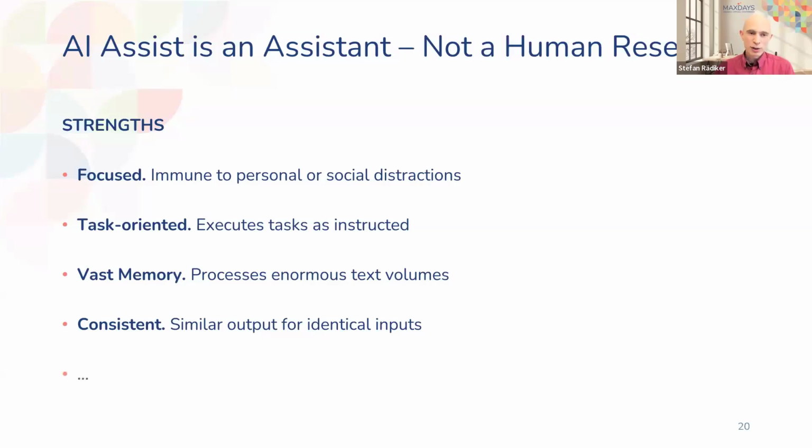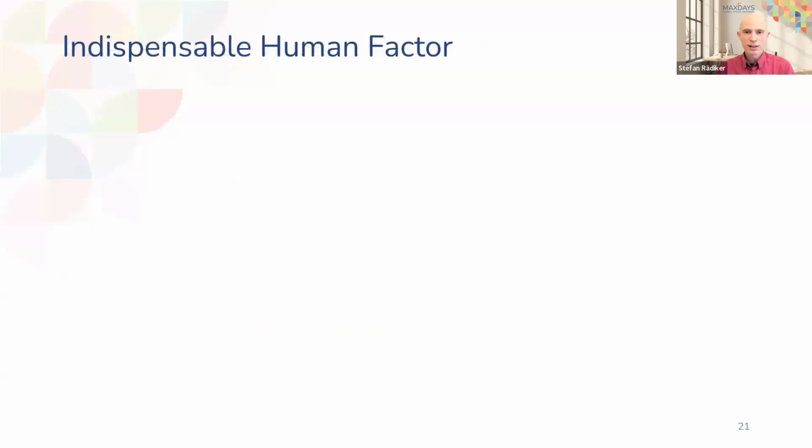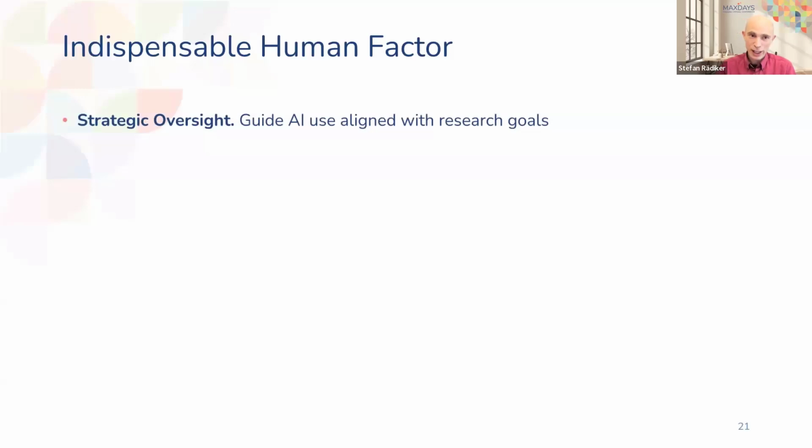And actually, there are many more strengths, but I want to also emphasize and discuss the indispensable human factor here, because when we're talking about those massive strengths of AI, we need to ask ourselves, why are we still doing qualitative research and not the AI completely? And I think there are a lot of reasons to be listed here. First of all, it is strategic oversight, because we are guiding the AI to be aligned with our research goals. It is us who are setting the research goals. Of course, the AI can support us with developing it, but luckily the AI has no own research agenda.